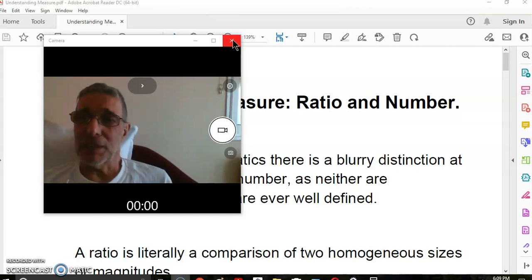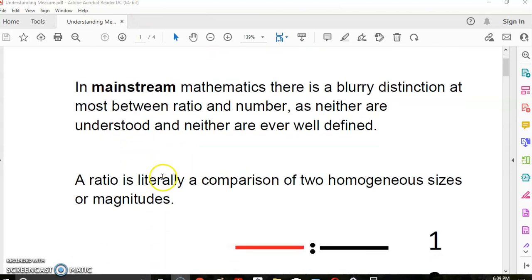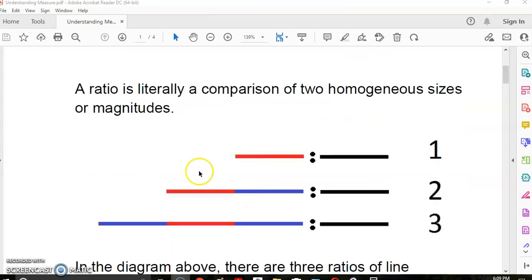Today I want to measure once and for all what is the difference between a ratio and a number. So let's begin. Now, in order to understand measuring, one has to understand what is a number. And in mainstream mathematics, there is a very blurry distinction at most between ratio and number. Neither have ever been well defined or understood.